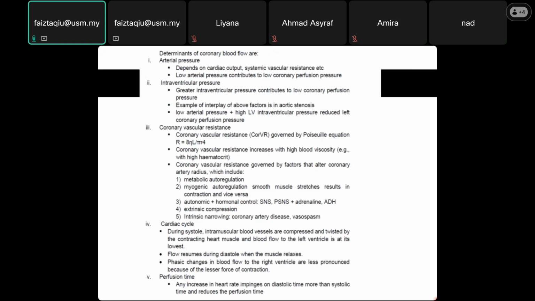And then under cardiac cycle, during systole, the intramuscular blood vessels are compressed and twisted by the contracting heart muscles, and blood flow to the left ventricle is lost. Diastolic time is acceptable for the same things, reflecting the cardiac cycle. Flow resumes during diastole. Blood flow to the right ventricle changes less, because of the lesser force of contraction.